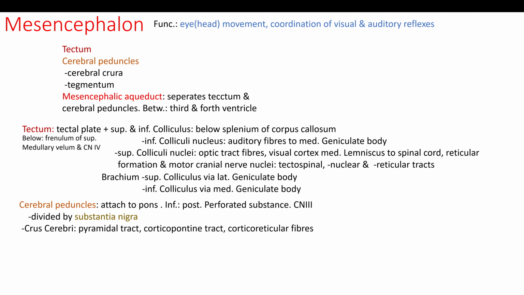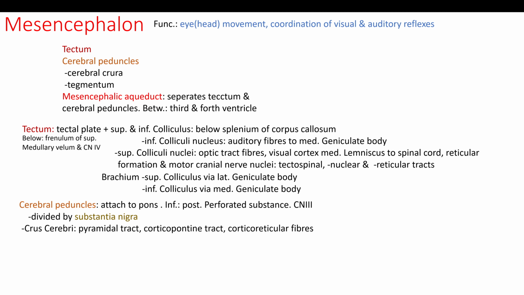Then let's quickly talk about the mesencephalon. Its functions are controlling motor and sensory functions, including eye, head, neck movements, and the coordination of visual and auditory reflexes. It consists of the tectum on its dorsal side, cerebral peduncles on its ventral side, crus cerebri basis, tegmentum, the mesencephalic aqueduct, which separates the tectum and the cerebral peduncles, and it's a narrow canal extending between the third and fourth ventricle.